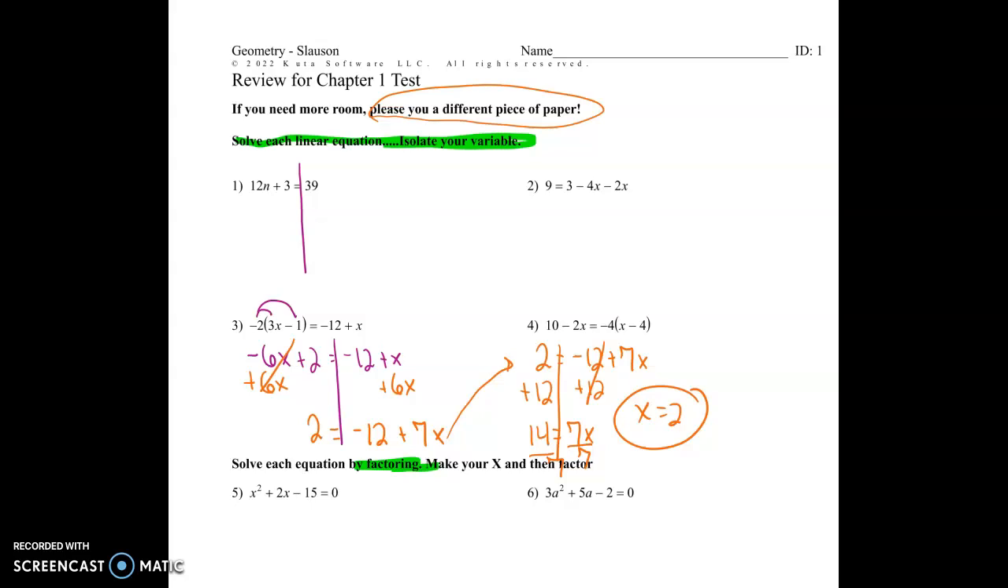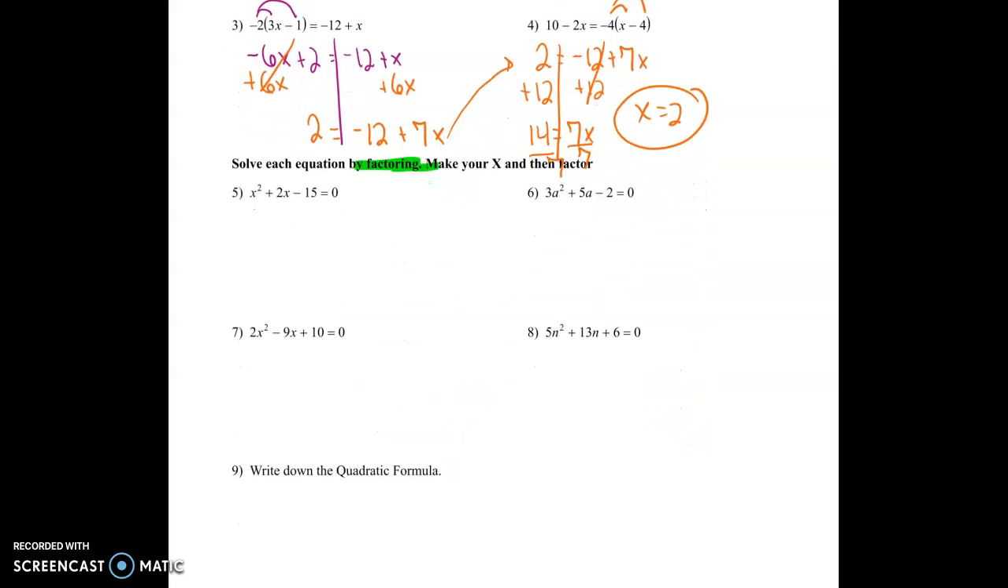So the idea on number 4 is, again, just kind of that first step. Distribute your negative 4. And then on number 2, the first step I do here is combine these like terms. Get them down to one term. So that's kind of 1 through 4. Our next section, we're going to be factoring.